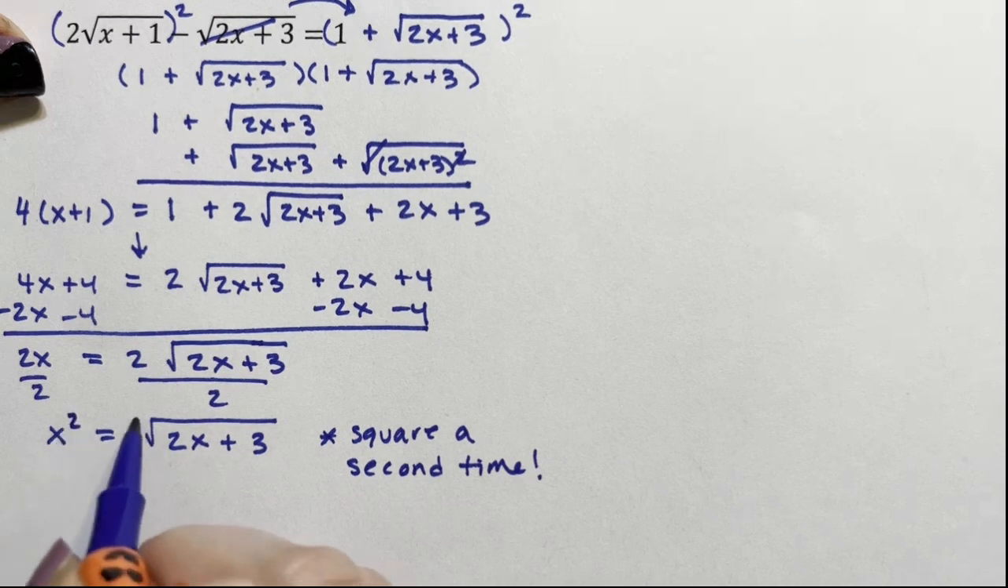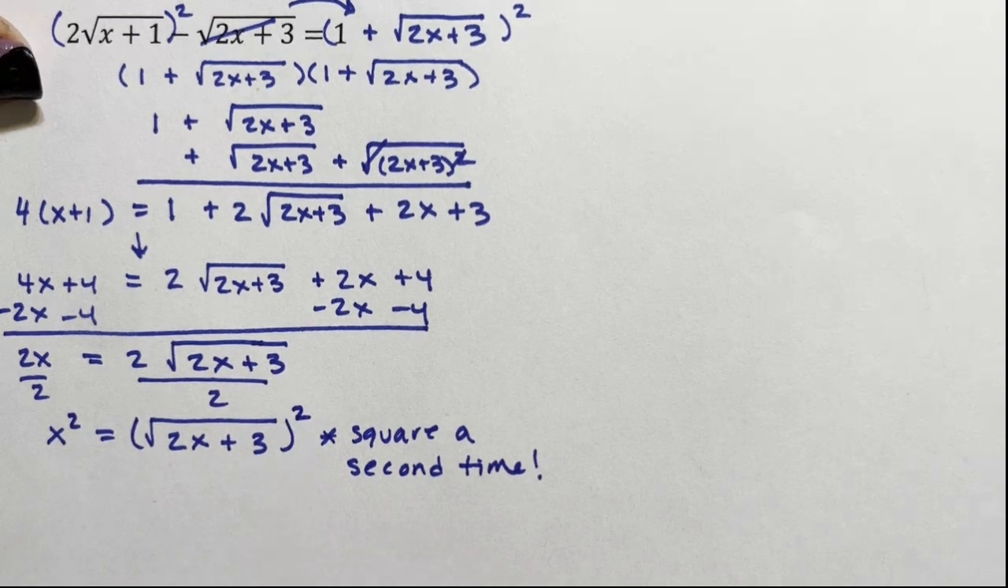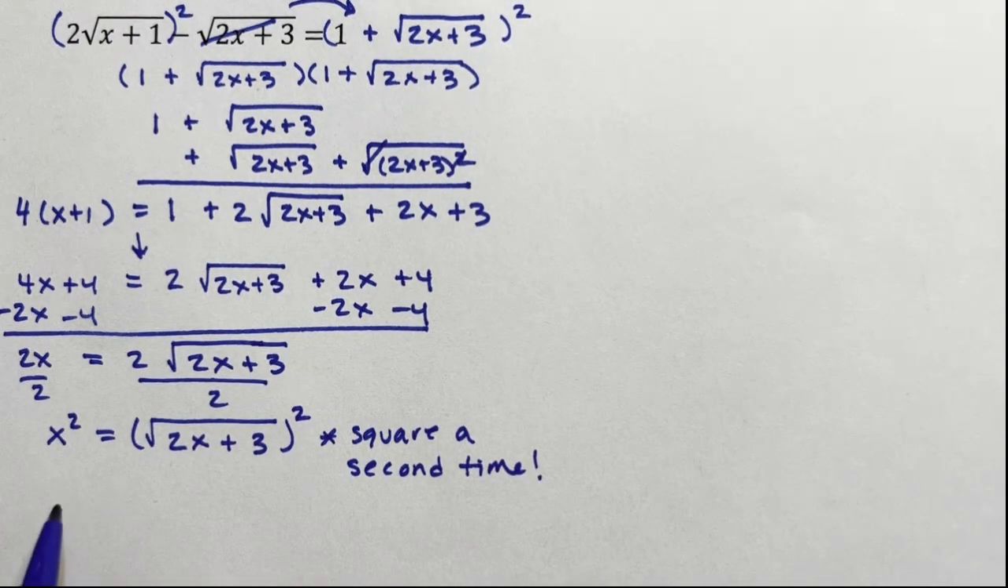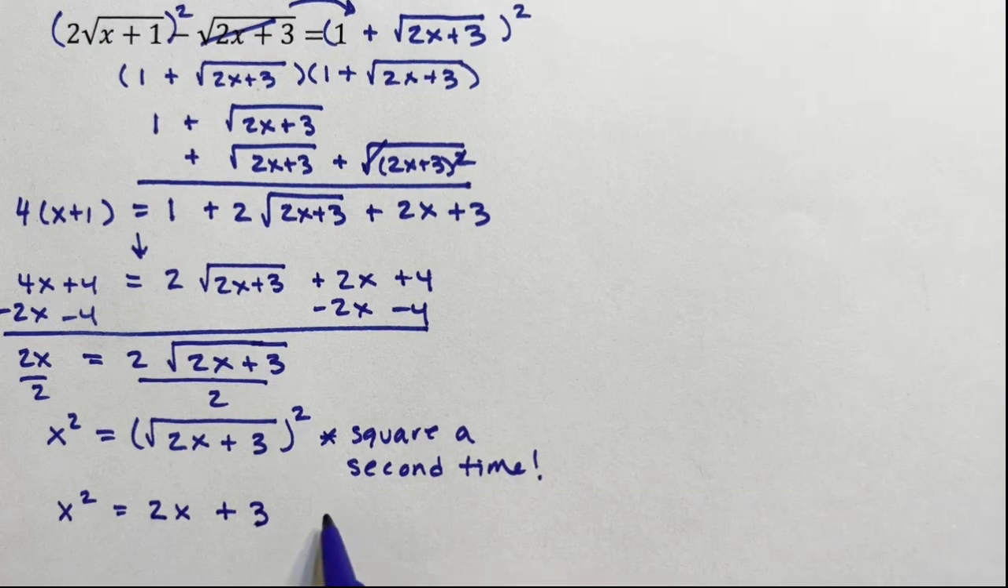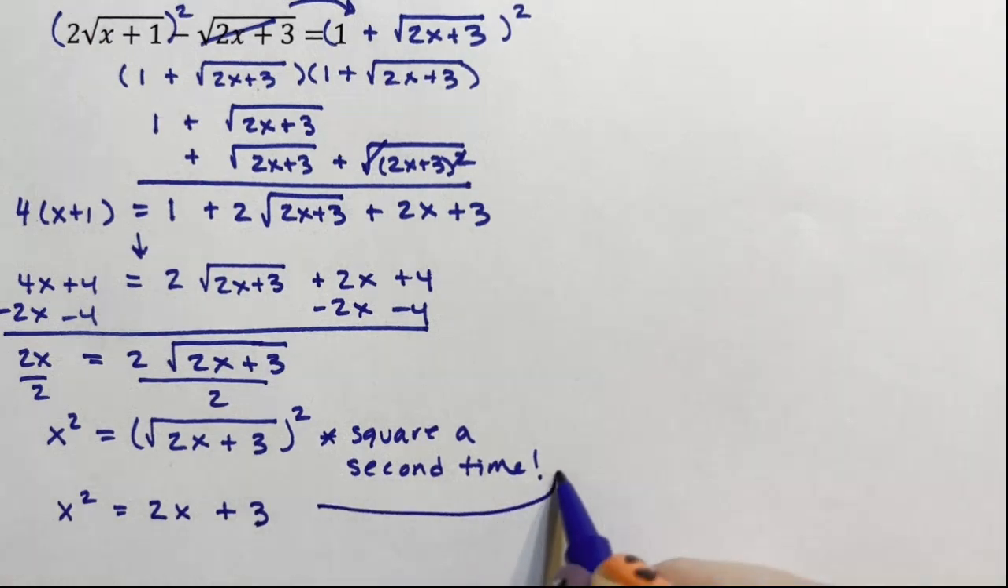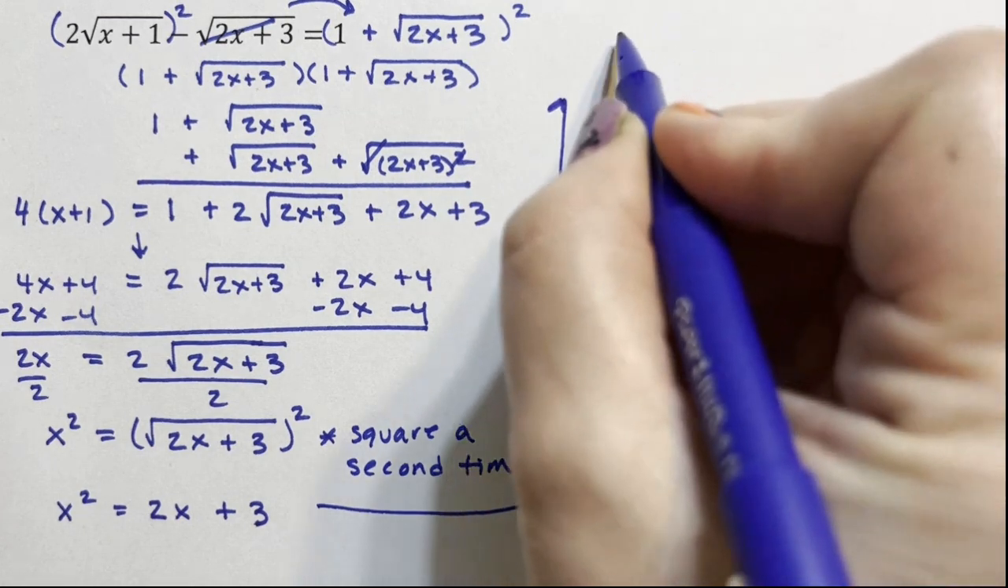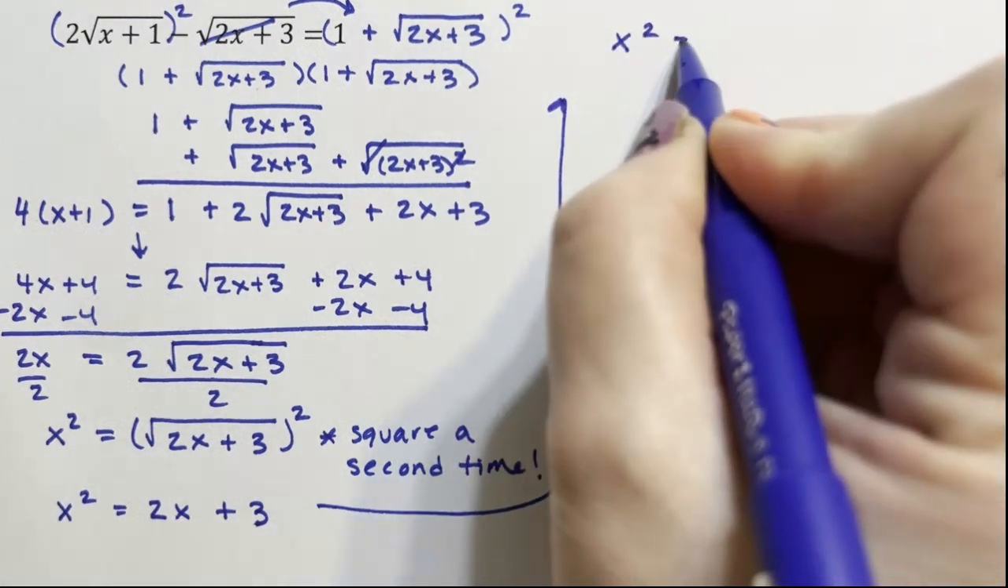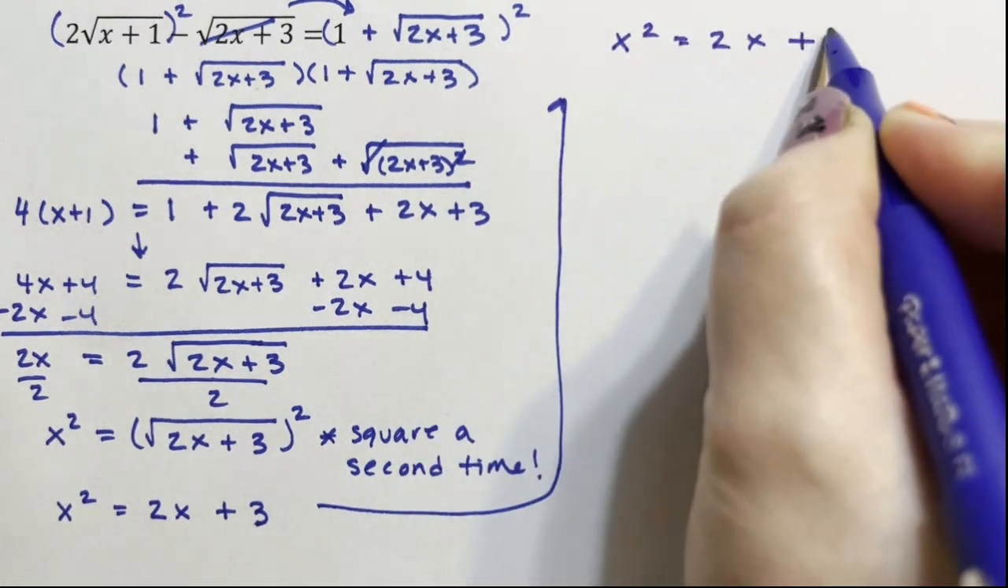So I square the x and I square this. But I want you to notice that this time, I don't have to do any distributive property with stacking. I'm going to end up with x squared equaling 2x plus 3. So this I am going to move up. x squared equals 2x plus 3.